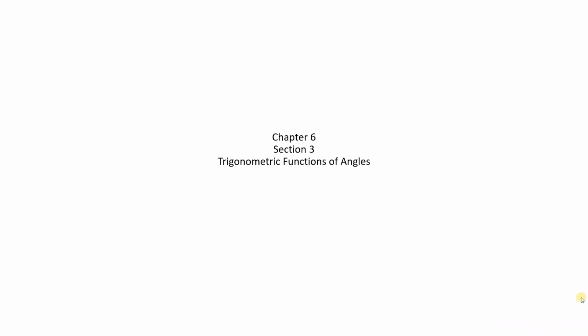Alrighty, howdy folks. Let's look at chapter 6, section 3. This is trigonometric functions of different angles. Where did we stop last time? I think we talked about the trig function values for 30 degrees, 45 degrees, and 60 degrees. Now we are going to learn about the trig function values for a few more angles.